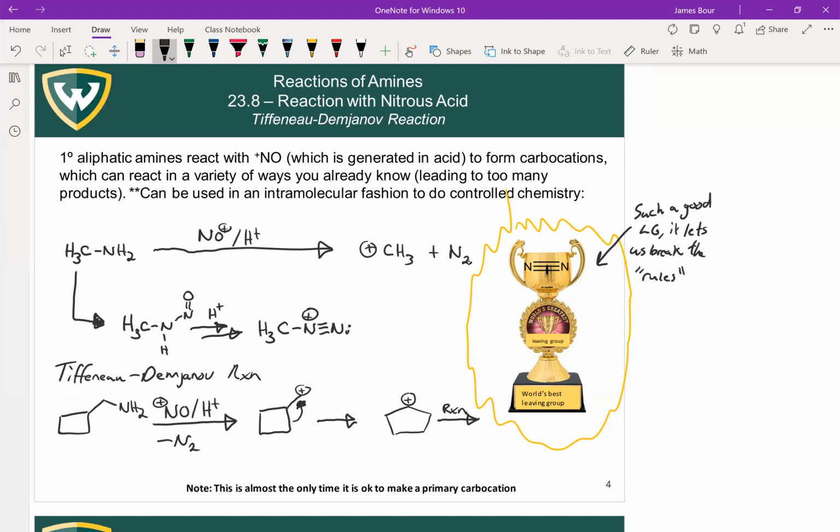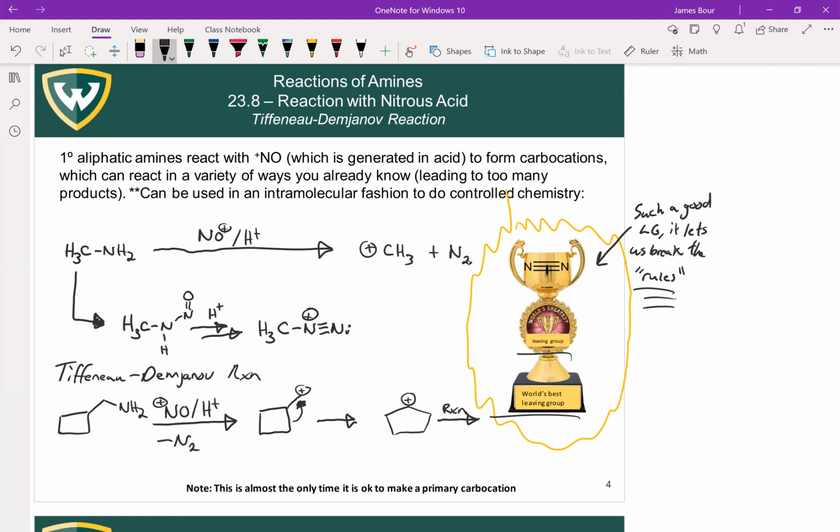leaving group. And nitrogen is the world's best leaving group. I made this trophy here for it because it's so good. It lets us break the rules. Okay? And one of the rules we learned in organic chemistry the first semester is that we're not allowed to make primary carbocations. Well, dinitrogen is such a good leaving group. It's so happy to leave. It just says, see you later, I'm out. That it will let us generate a primary carbocation. So this is pretty much the only time in the class where you can generate a primary carbocation.